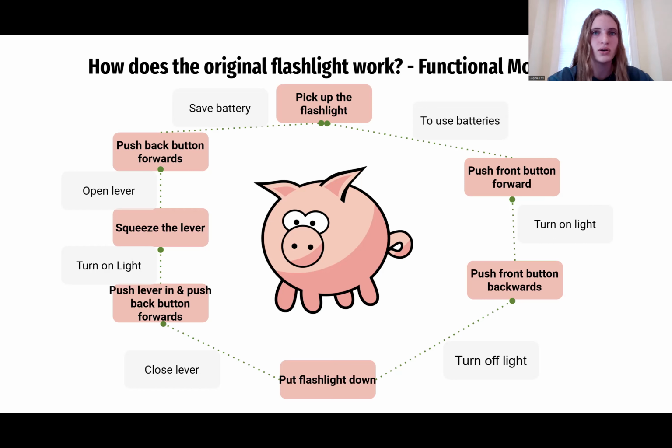To save batteries, you can push the back button forwards, which causes a crank to pop open. Then, the crank can be squeezed, which turns on the light. And then you push the lever in and push the back button forwards, which closes the lever. And then after both of those, the user can put the flashlight back down.